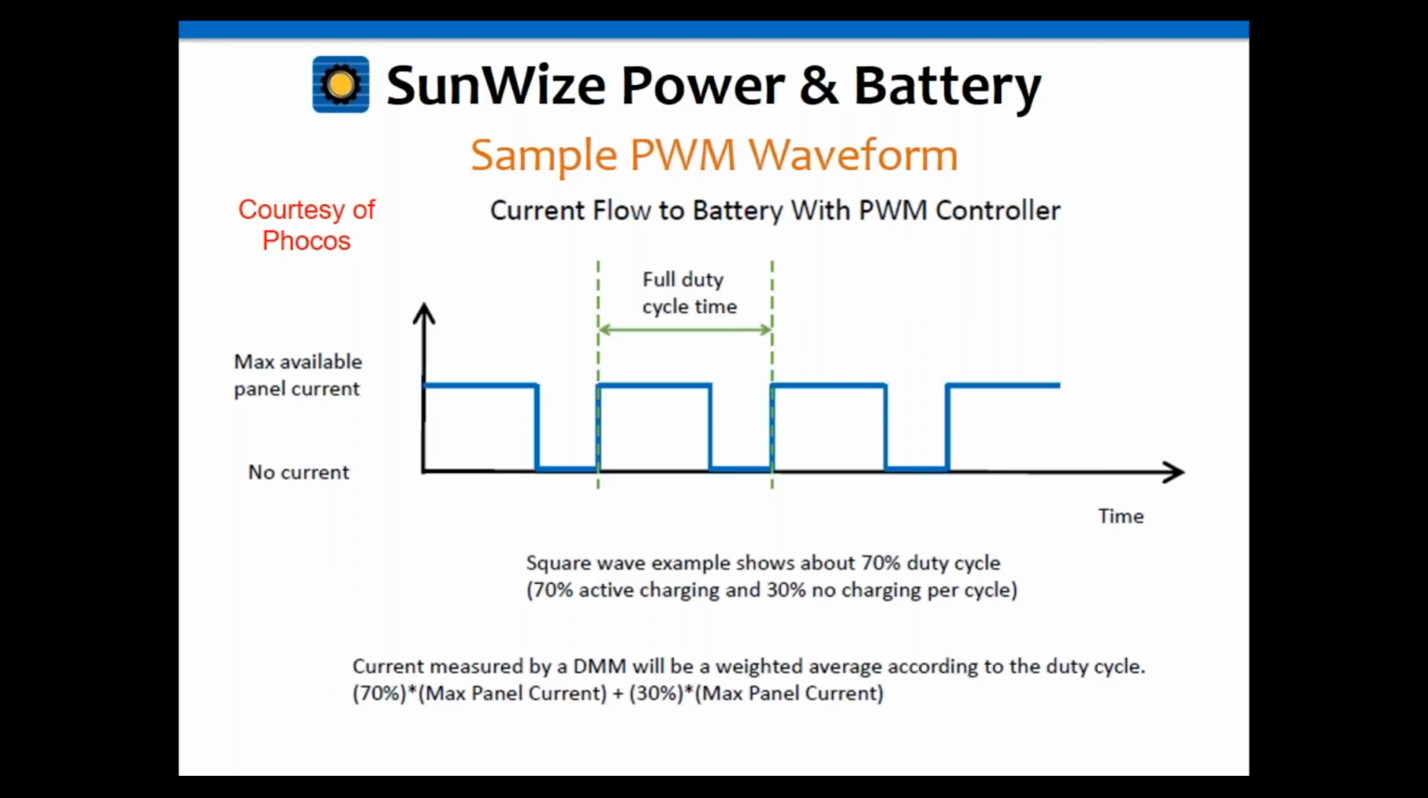So if you see your array somewhere around 16 volts or 18 volts, then you're probably in regulation, and you may want to just look at the charge controller and your battery voltage and see if that's the case. And if it is, then you know things are functioning correctly.